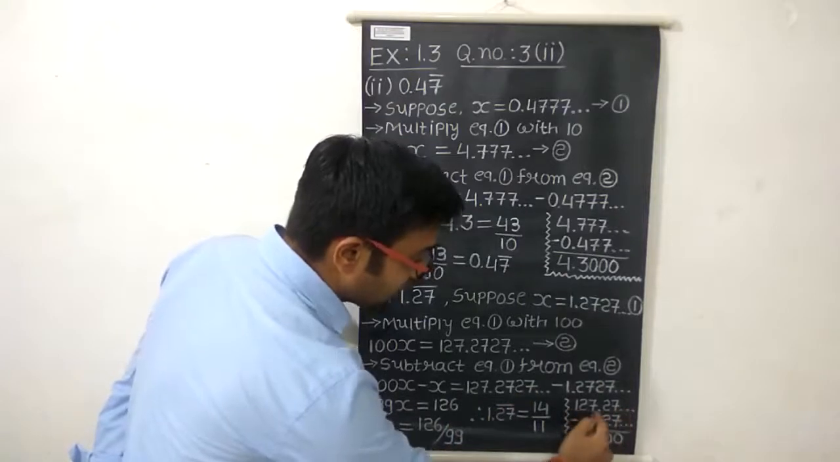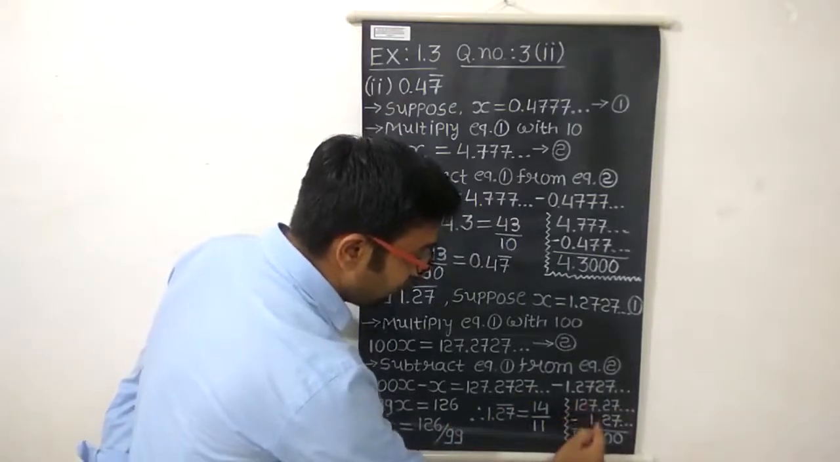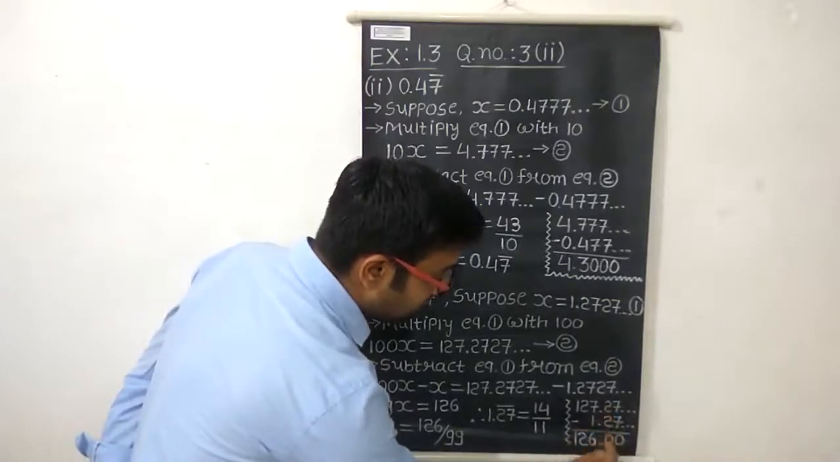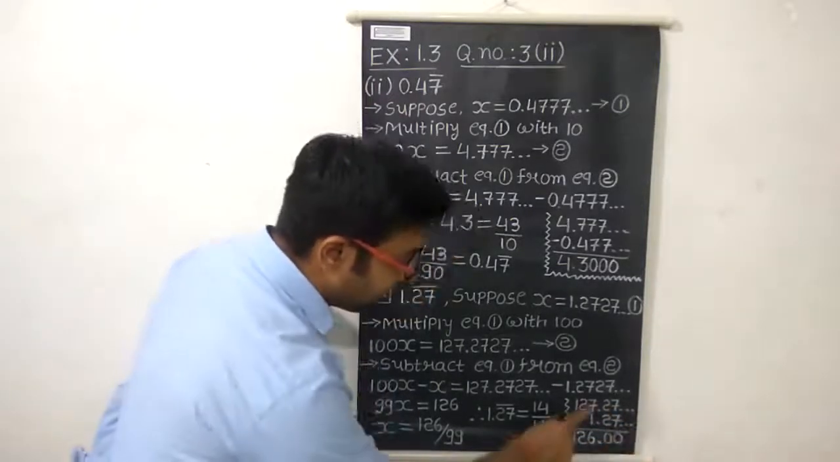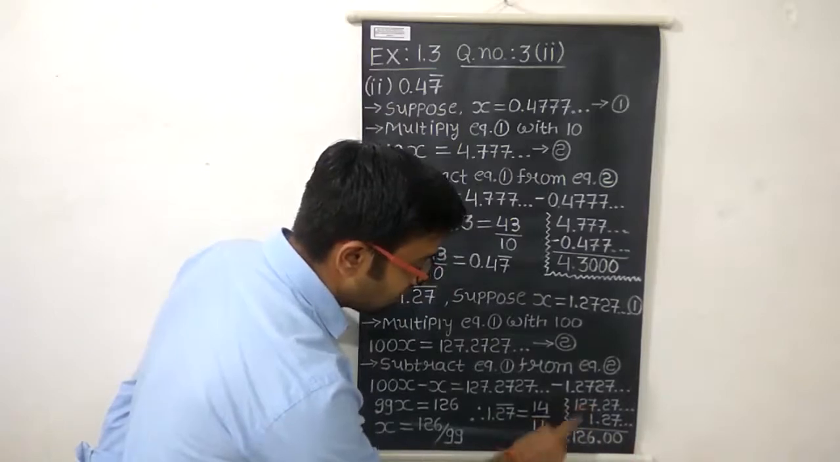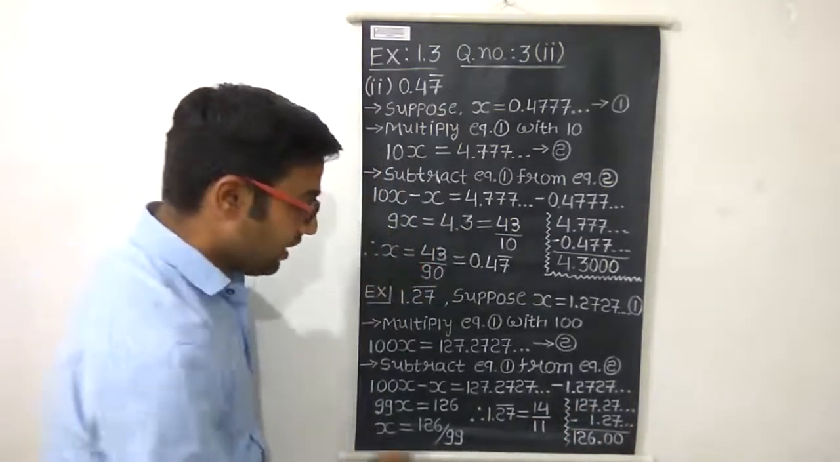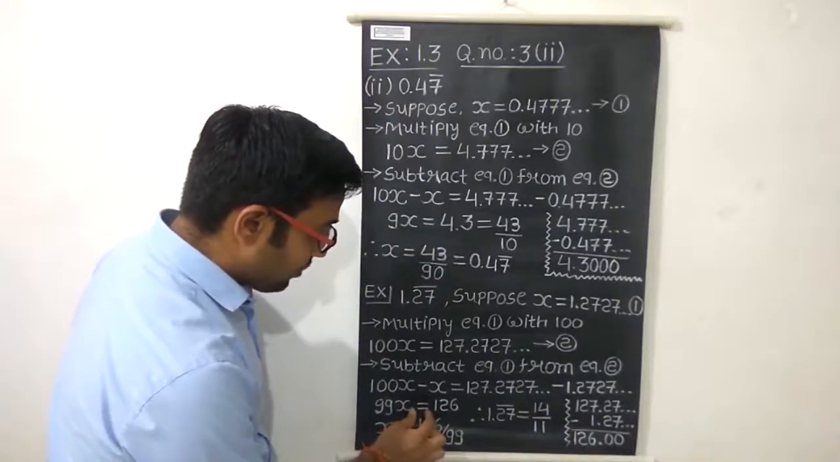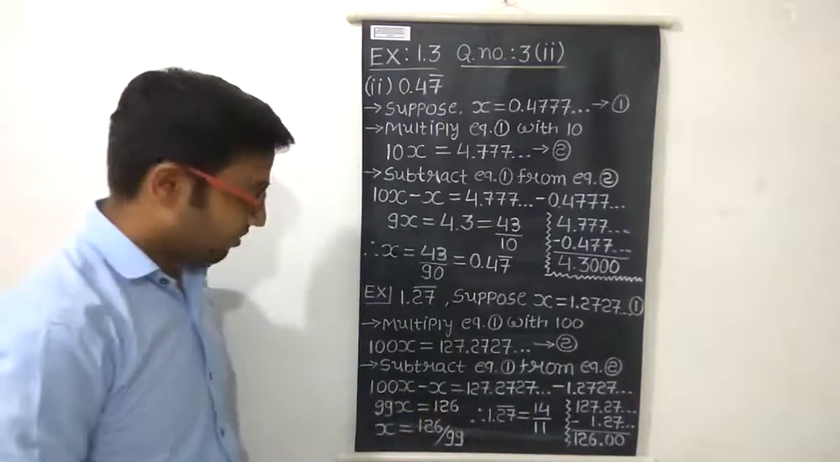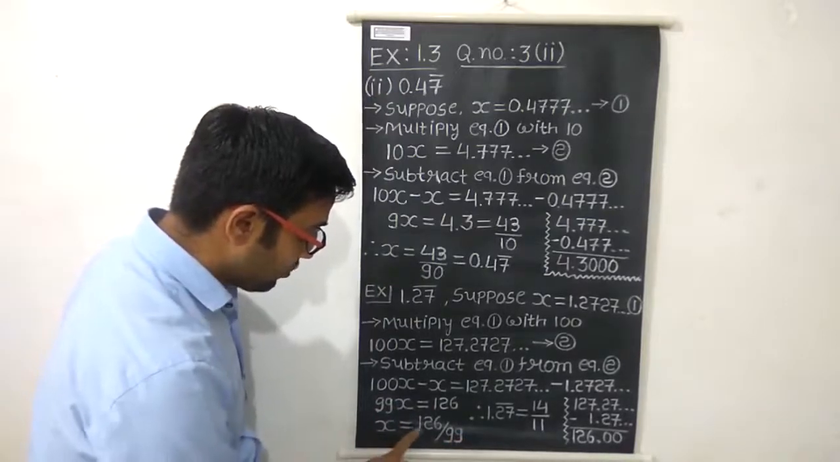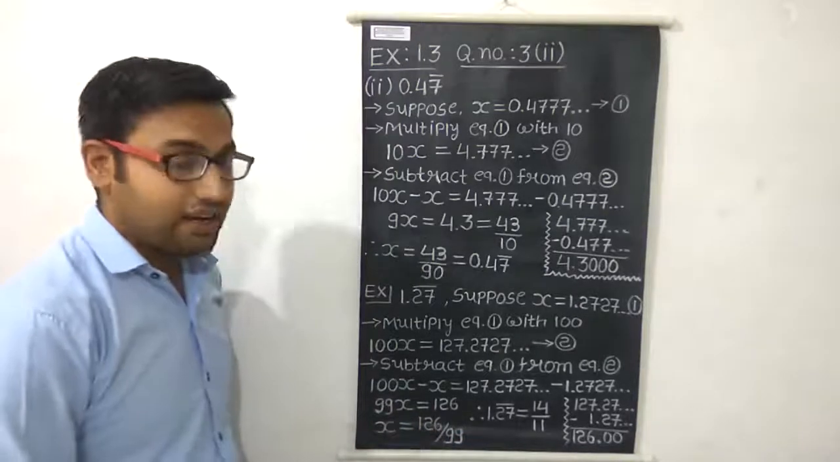See, 127.27 minus 1.2727. So this portion after the decimal point becomes 0. Here we will get 7 minus 1 is 6, 2 as it is, 1 as it is. What we will get? 126. So 99x is equal to 126. Take this 99 to the right hand side, it will go in the denominator. x is equal to 126 upon 99.